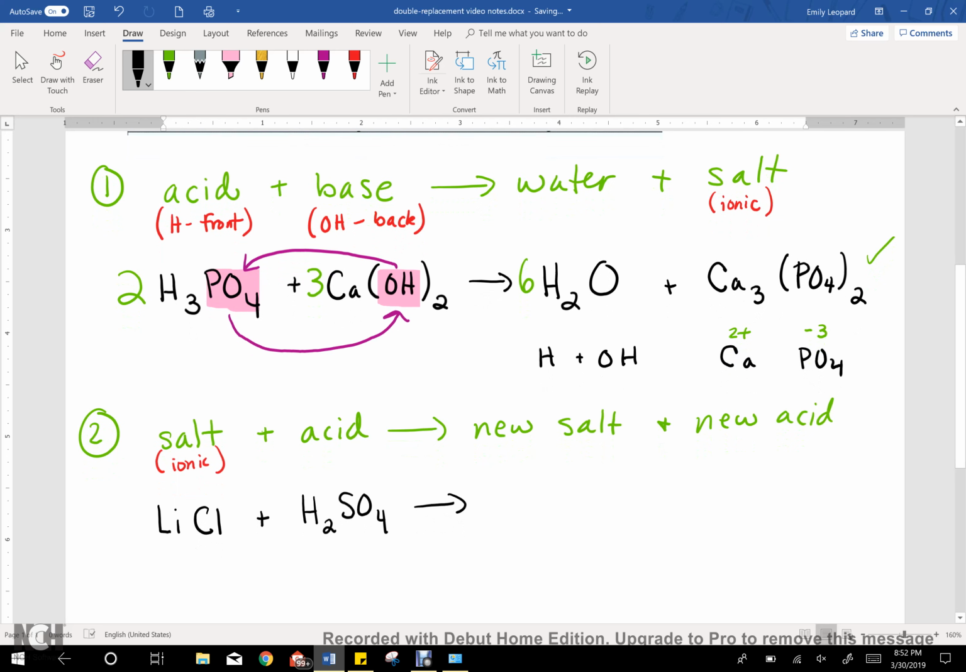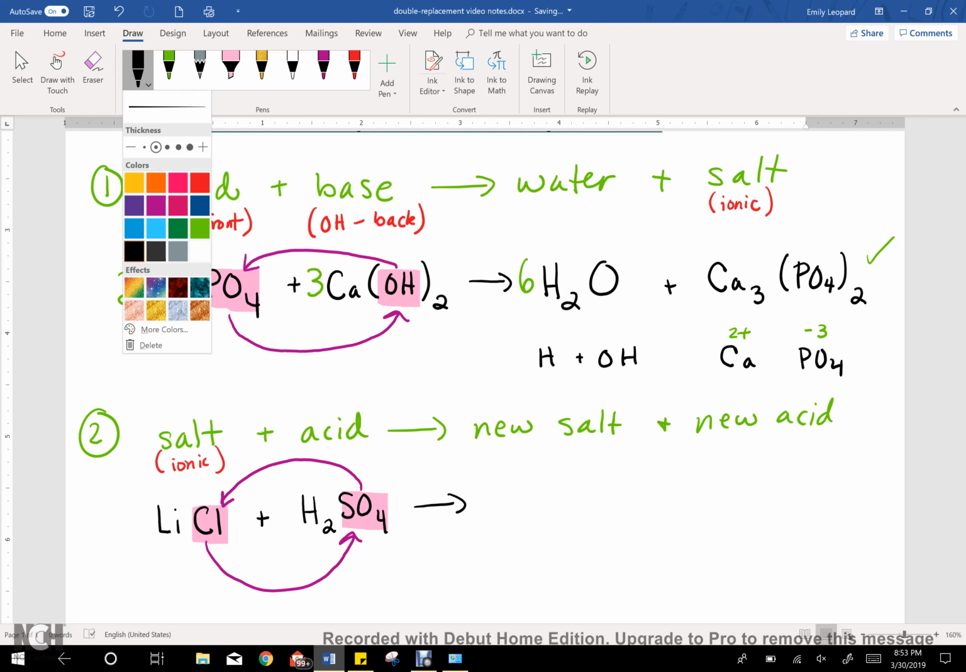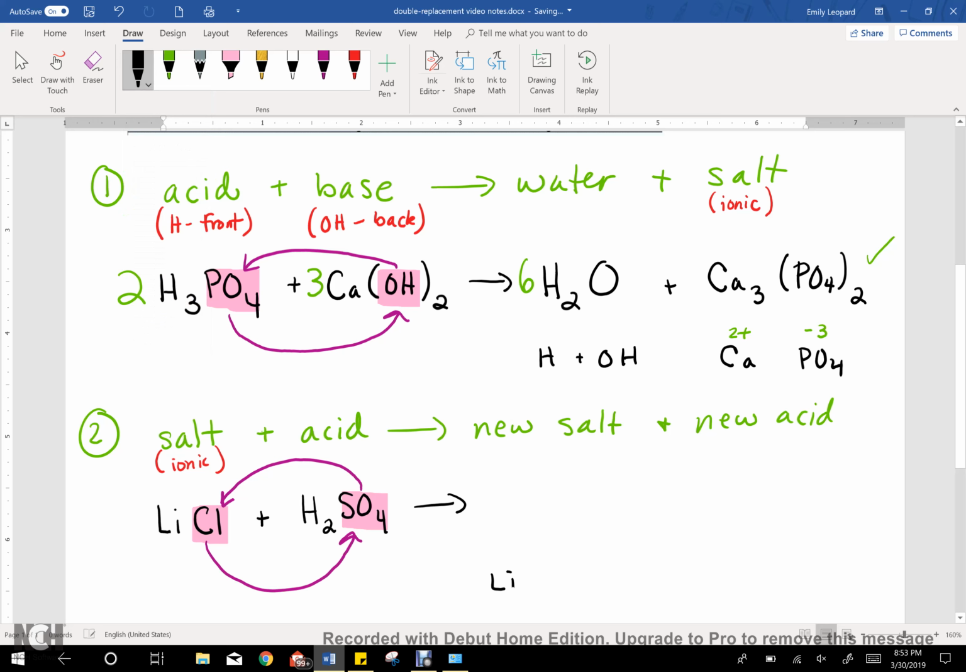All right, so we've got our salt, got our acid. And now our rule says that we're going to form a new salt and a new acid once we've done double replacement. So I'm going to swap my anions here. Sulfate will come over and be with lithium. Chlorine will come over and be with hydrogen. All right, so my first compound, my new salt, I'm going to have lithium being with sulfate. And then in my new acid, I'm going to have hydrogen being with chlorine.